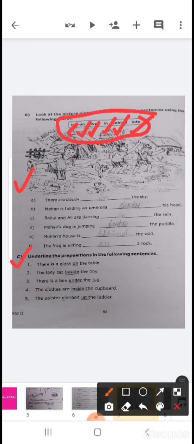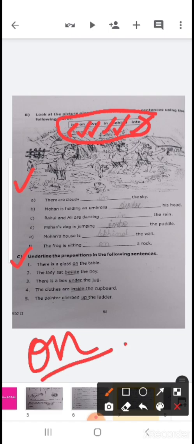Now see the C1. You have to just underline the preposition in the following sentences. So first is there is a glass on the table. So on is telling the position of the glass on the table. So on is the preposition here. So underline on.